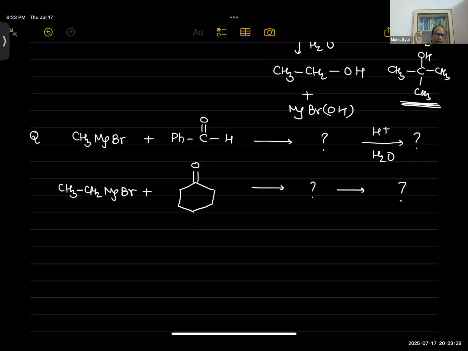So, what will be the products formed when methyl magnesium bromide is going to react with PhCHO, which is benzaldehyde?